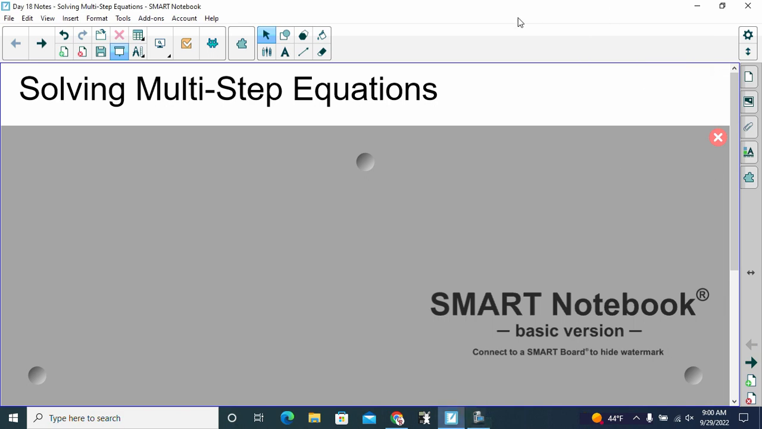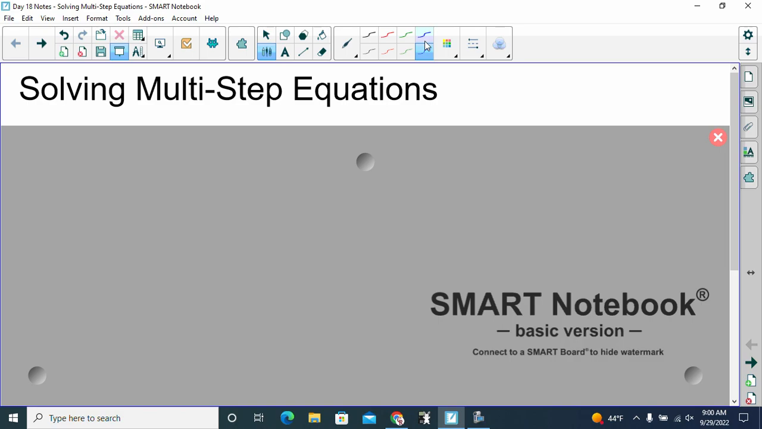We have solved one-step equations. We have solved two-step equations. Today we are solving equations that involve more than two steps. We're going to call them multi-step equations. Often they're three steps. Sometimes they may be a couple more.